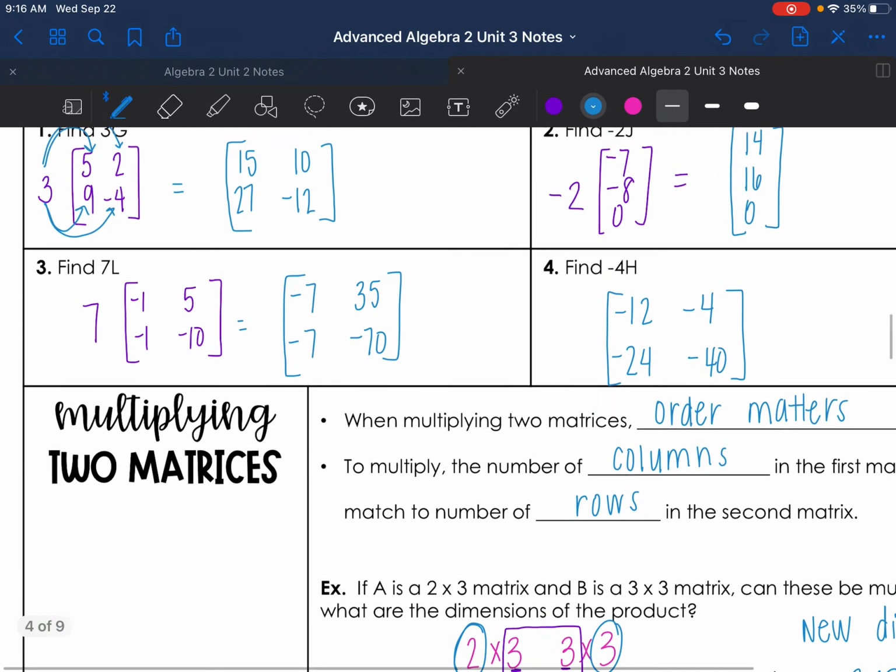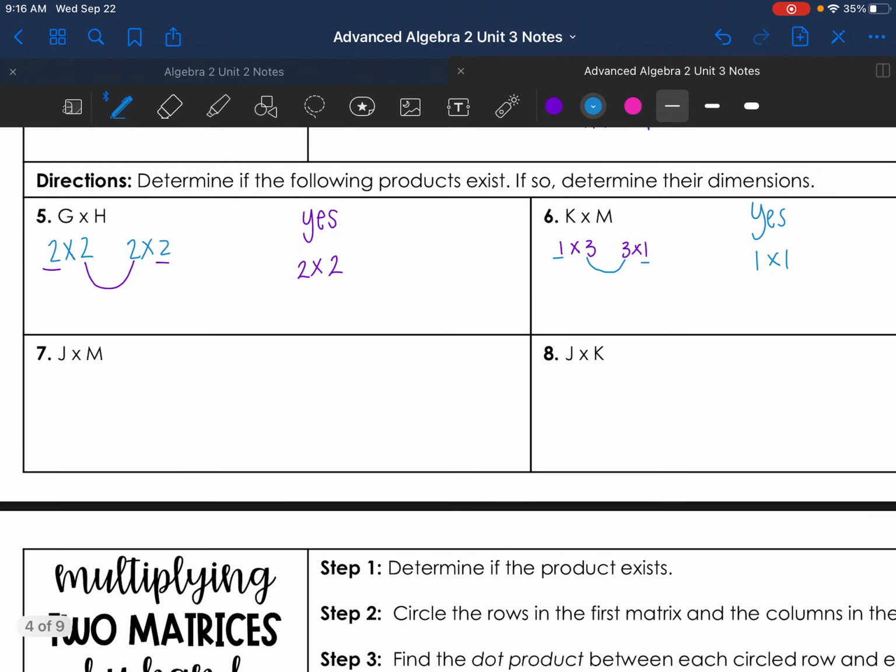Okay, J is a 3 by 1, and M is a 3 by 1. These middle numbers do not match. So no, we cannot multiply those. All right, J is a 3 by 1, and K is a 1 by 3. The middle numbers match, yes, and it's going to be a 3 by 3 matrix.